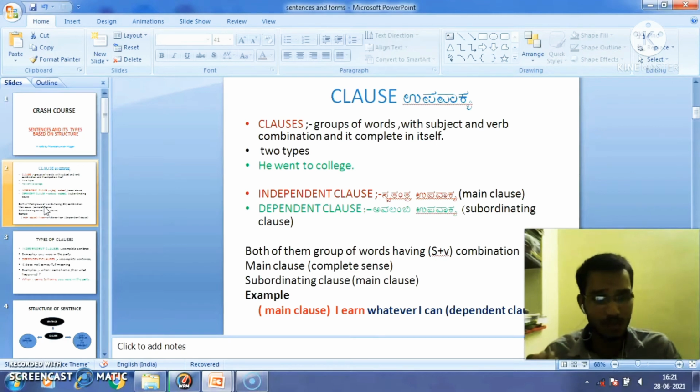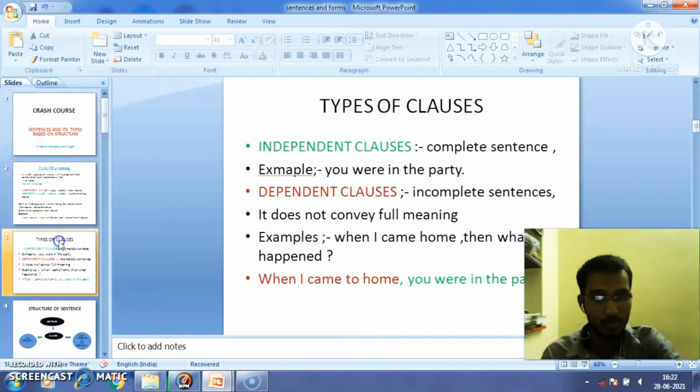Here we can see an example. I earn whatever I can. I earn is a main clause. Whatever I can is a dependent clause. Why is it a dependent clause? Because it depends upon the main clause, right? Whatever I can depends upon the previous part of the sentence. So that's why it is a dependent clause. I think it is clear to you.